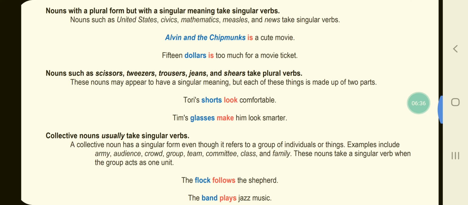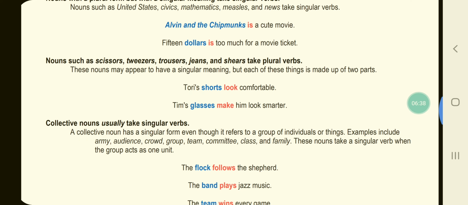Moving on to the next part, that is nouns such as scissors, tweezers, trousers, jeans, and shears take plural verbs. These nouns may appear to have a singular meaning, but each of these things is made up of two parts. For example, Tory's shorts look comfortable. Children, shorts, again it is a pair. Tim's glasses, it's a pair. Henceforth, the verb has come in plural form.